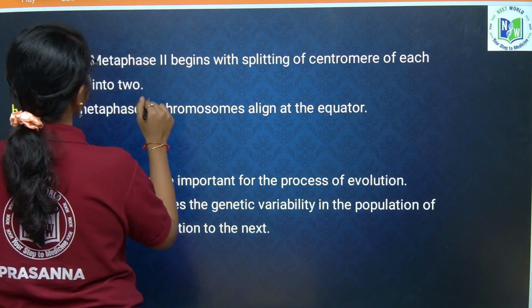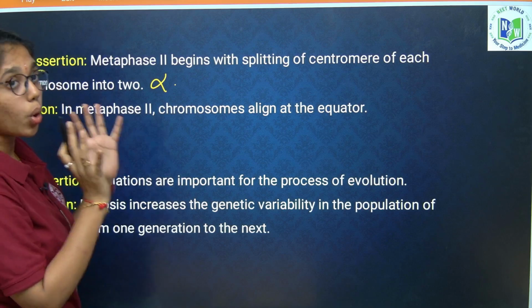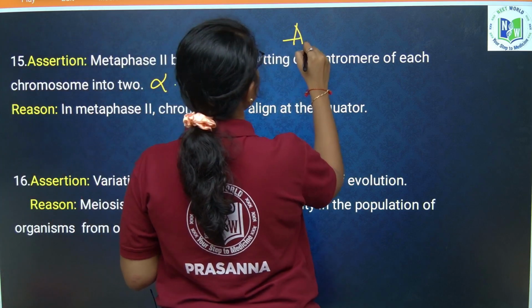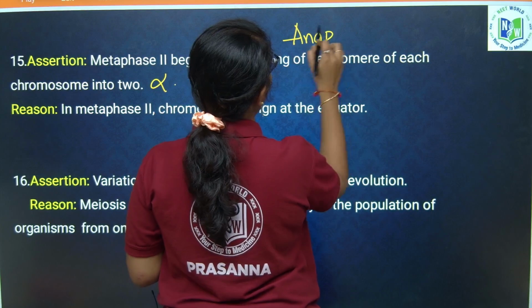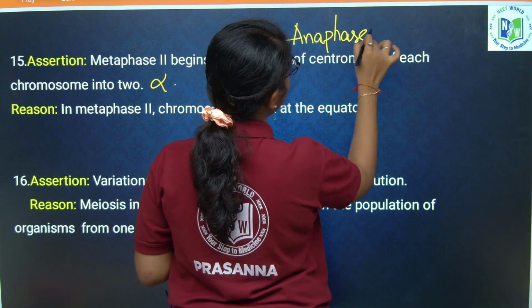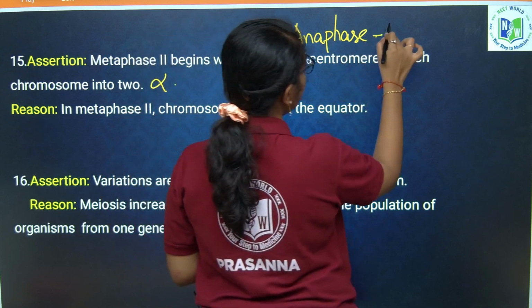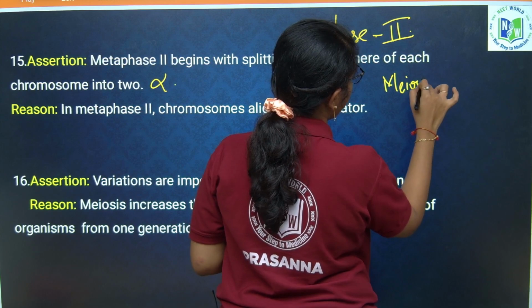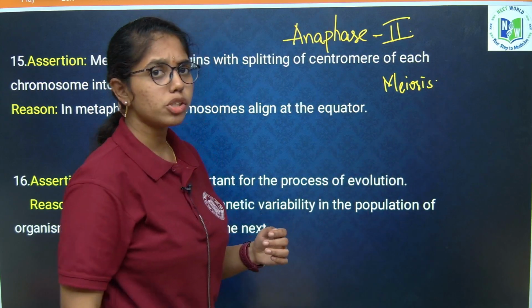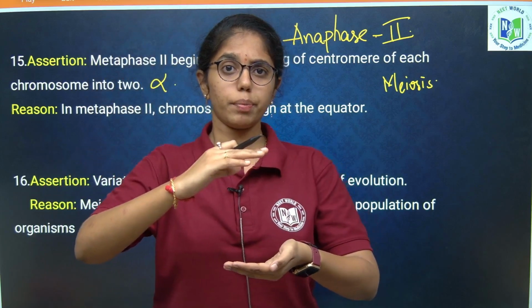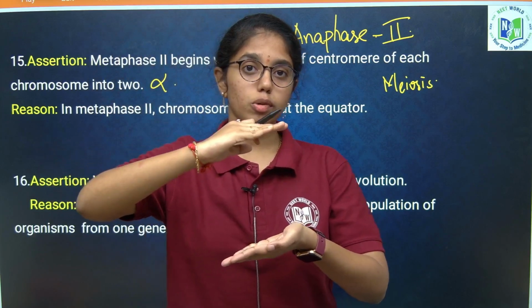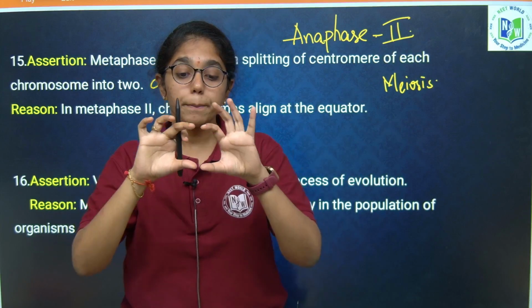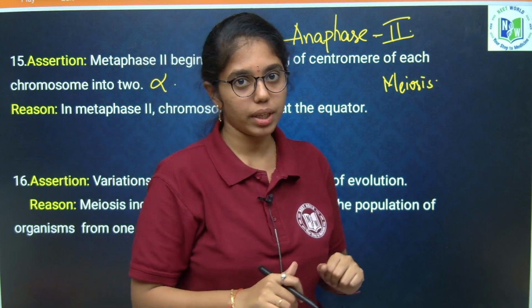Wrong. Splitting of the centromere occurs only in anaphase 2 of meiosis. In anaphase 1, what happens? Two sets of chromosomes will be present. Two homologous chromosomes will be present and form a bimetaphasic plate during the cell division.